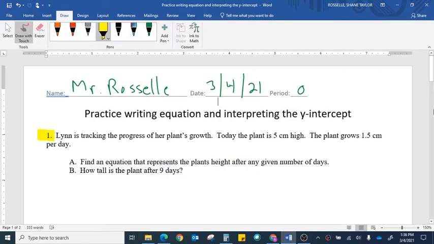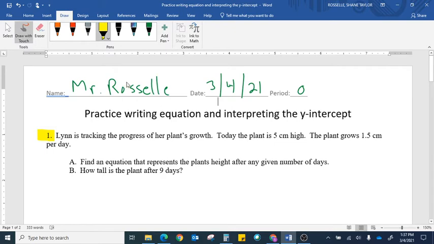Okay, ladies and gentlemen, we are going to be going over practice writing an equation and interpreting the y-intercept. I'm going to go over problems 1, 3, 6, and 12 for you, and these should give you templates for solving the rest of the problems. So I included within these different word problems all the problems that have different types of setups. And then number 12 down at the bottom is just figuring out how to take 2 points and come up with a line from 2 points.